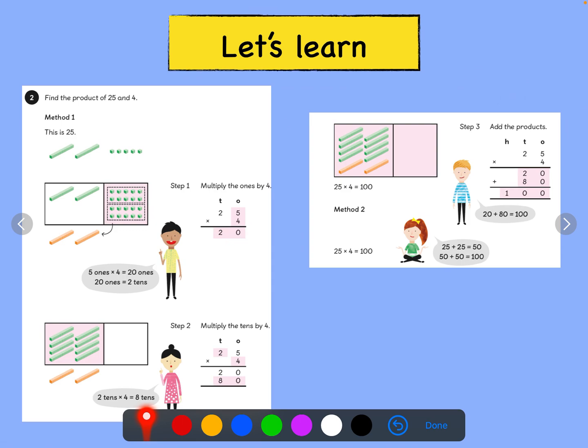Step 2, we need to multiply the 10s by 4. So we multiply diagonally. So 2 10s times 4 is 8 10s, and 8 10s is 80. So 8 goes under our 10s, 0 goes under our 1s. Step 3, we need to add the products. We add 20 plus 80. We know 0 plus 0 is 0. 2 plus 8 is 10, so we can't have 10 10s. We need to bring 1 over to our hundreds. So we have 1, 0, 0. This is 100. So 25 times 4 equals 100.